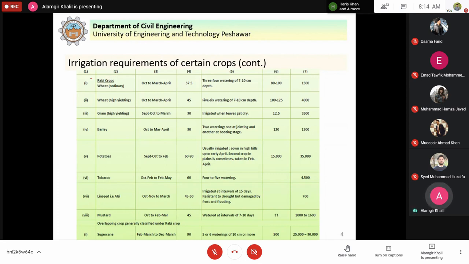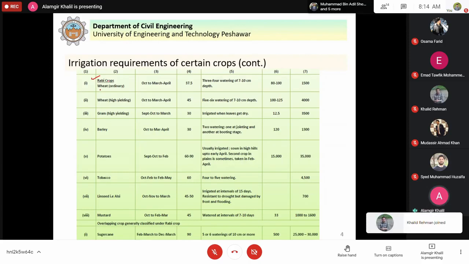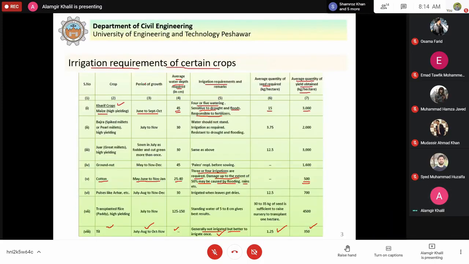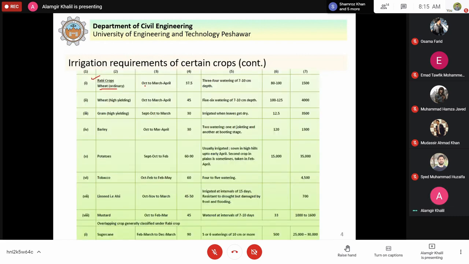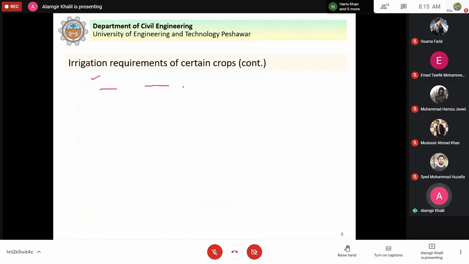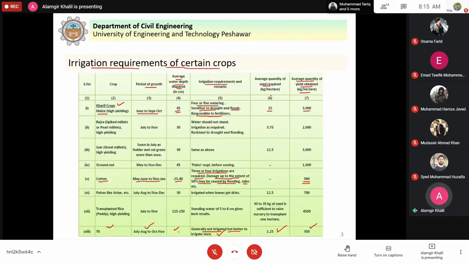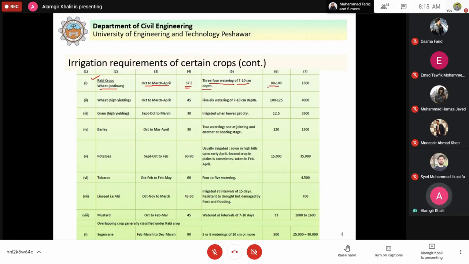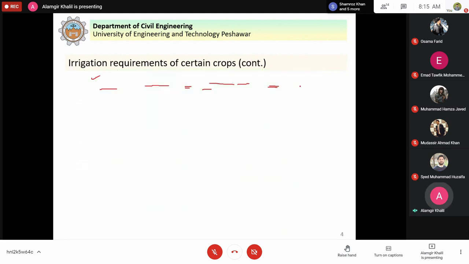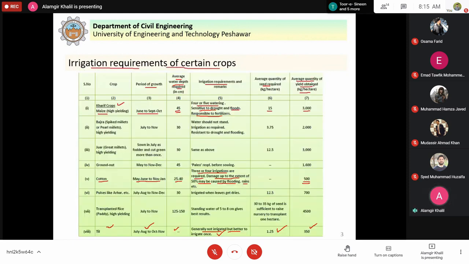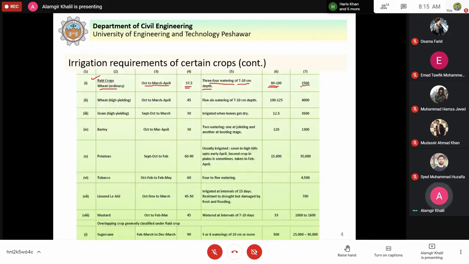Next, we consider some rabi crops. These are winter crops. We have ordinary wheat, whose period of growth is October to March, April. The average water depth required is 37.5 centimeters, with 3 to 4 waterings of 1 to 2 meter depth. The average quantity of seed required is 80 to 100 kg per hectare, and the average yield obtained is 1500 kg per hectare.